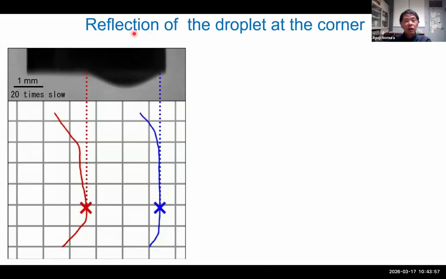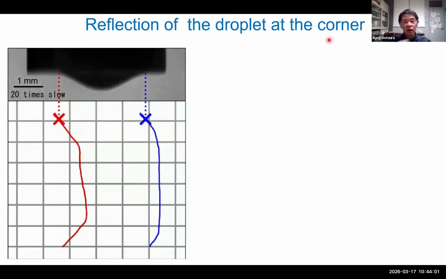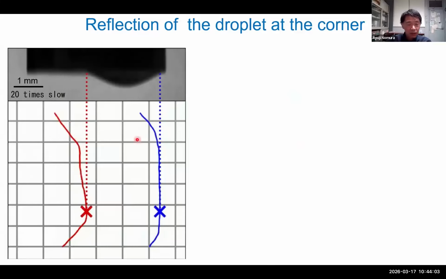And how the droplet is reflected at the corner is also interesting. So let me show this. This red is the left edge of the droplet, and this blue is the right edge of the droplet during the reflection at the corner. So it moves like this.